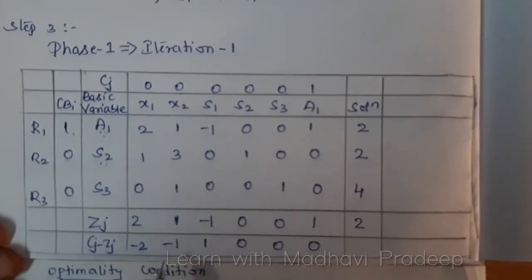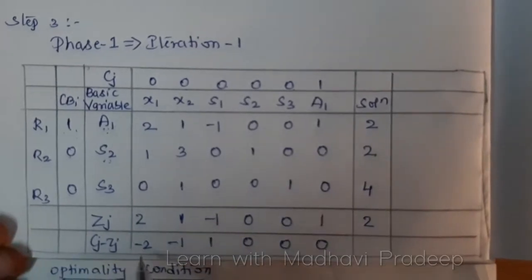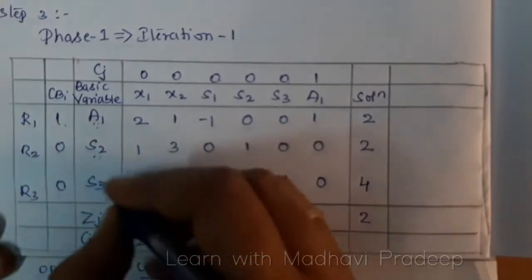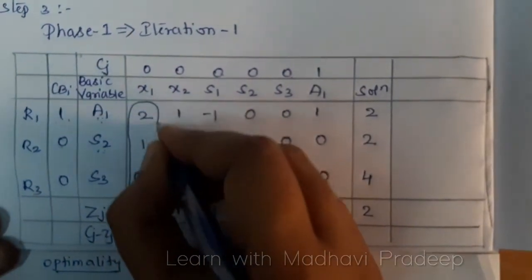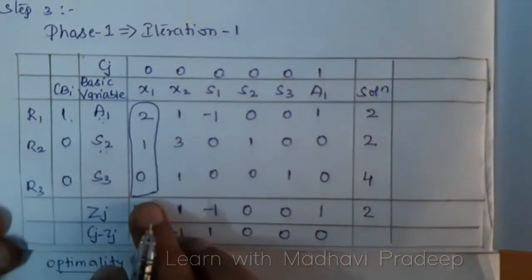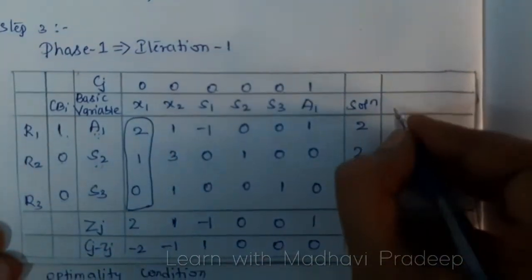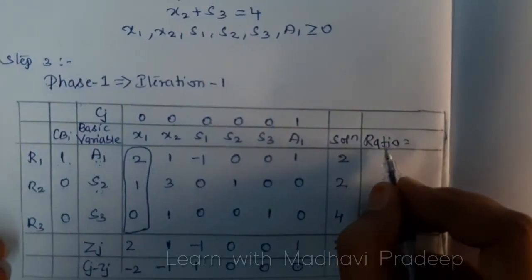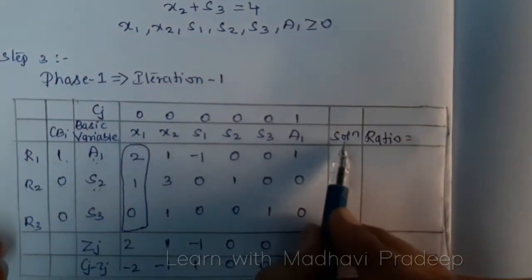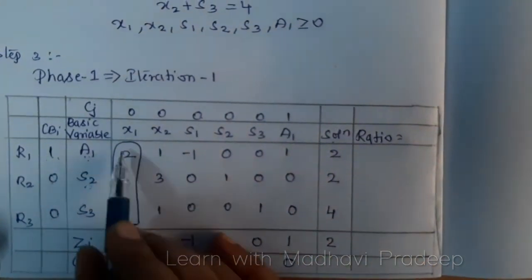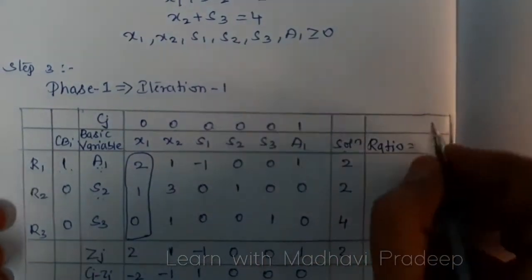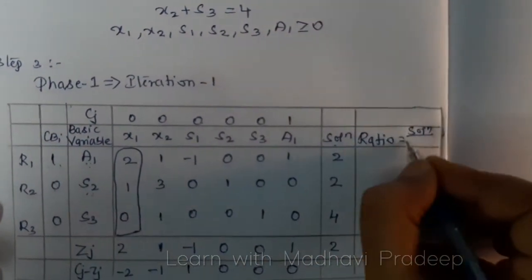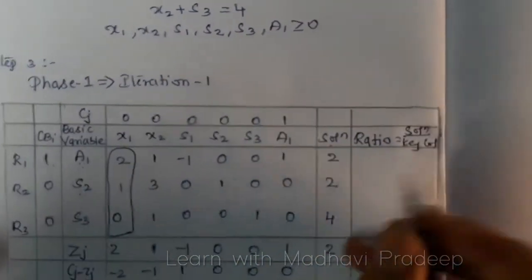So here the most negative is minus 2. Select this column as the key column. After selecting the key column, find the ratio. To calculate the ratio, it is the solution divided by the key column. So we have the solution value and we have our key column value. We need to divide it, so solution divided by key column.